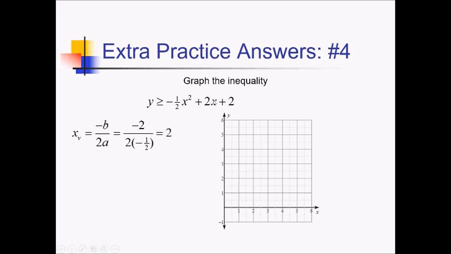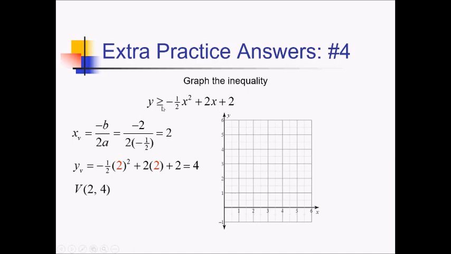Plugging that back into the original to get the y value, we've got 2 squared, which is 4. Negative 1/2 of that is negative 2. Negative 2 plus 4 is positive 2. And positive 2 plus another 2 gives us 4. So we have the vertex 2 comma 4.